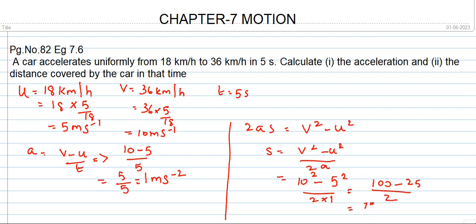So what do we have? 75 by 2, which is 37.5 meters. So the distance covered by the car to attain this final velocity is 37.5 meters. So we will go to the third problem.